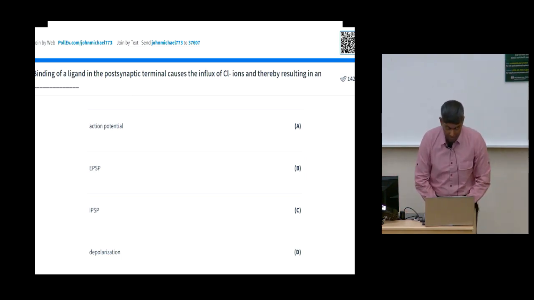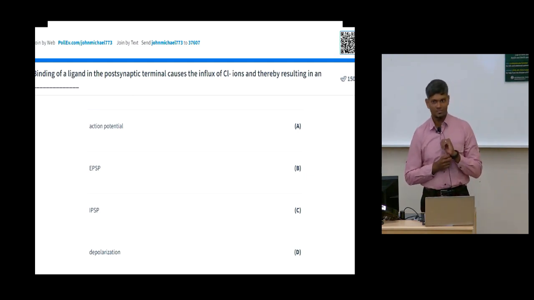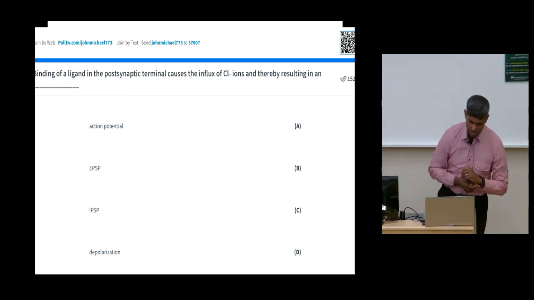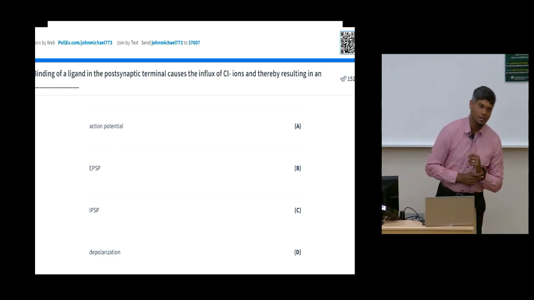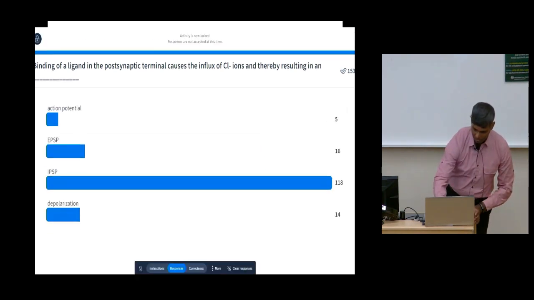Okay, we have lots of responses. Ronan, do you have anybody in your group who wants to volunteer an answer? What is it, guys? A, B, C, D, or E? What is it? I chose C because it will create hyperpolarization. Most of you chose C, and that is the right answer, right?